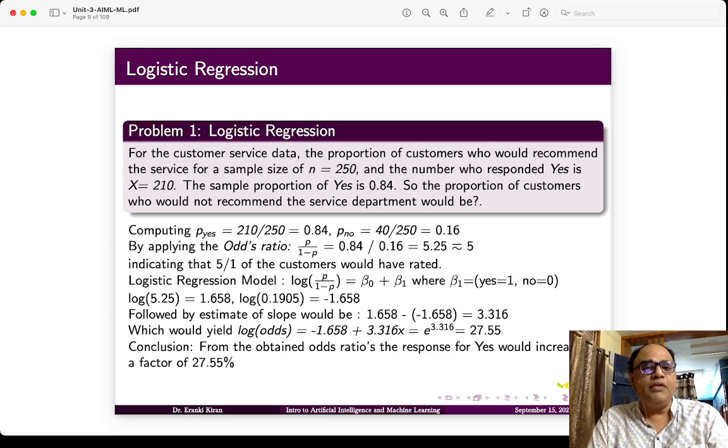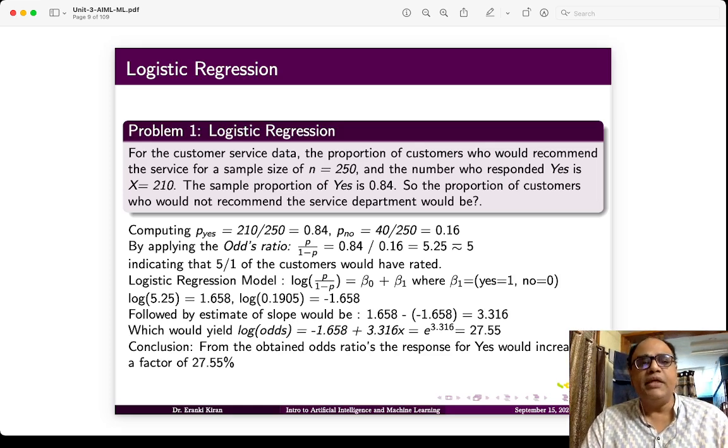Okay, so take customer service data, the proportion of customers who would recommend the service, for a sample size of n equals 250. Let's say the number of customers who responded yes was around 210. So this indicates that the proportion of customers who actually liked the service was close to 84%. So the proportion of customers who would not recommend the service would be 1 minus 0.84, so around 16%. So this is trivial: by looking at the proportions itself, we can say that the majority of the customers are happy with the service offered.